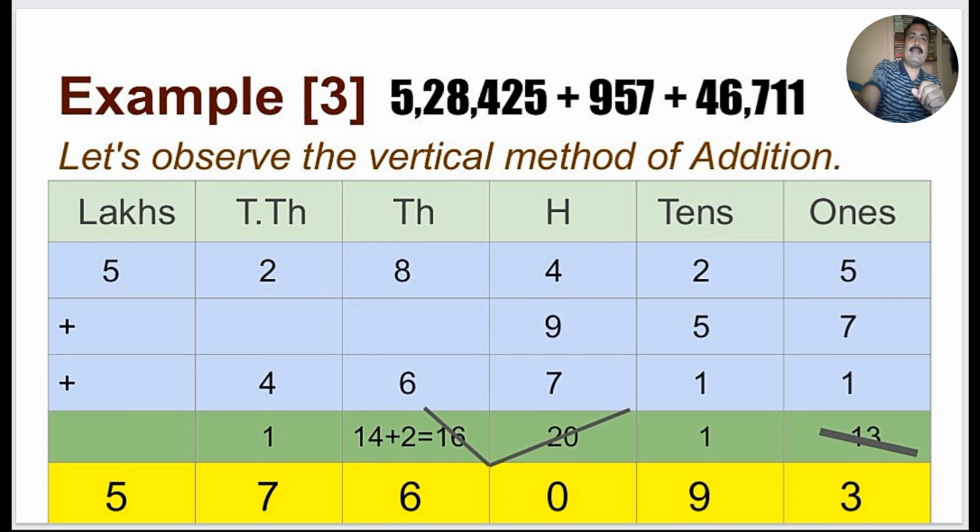Now at the 10,000 column, 2 plus 4 we get 6 and we add 1 to that, 6 plus 1 we get 7 there. Now the last column, 5, has a single digit, so we write its answer as 5 as it is. So after making the addition in this way we get the final answer as 5,76,093.